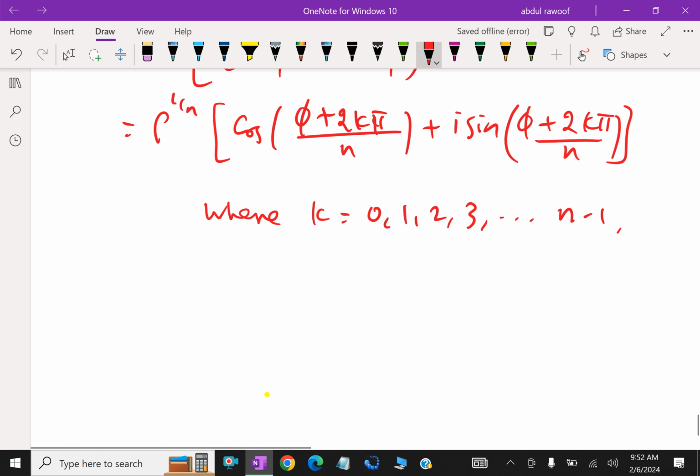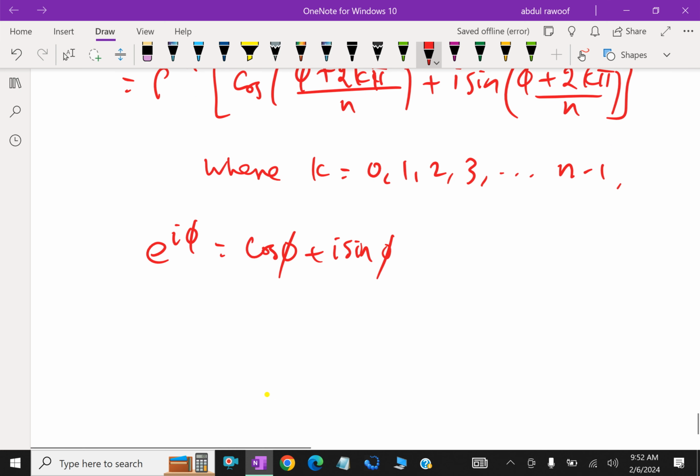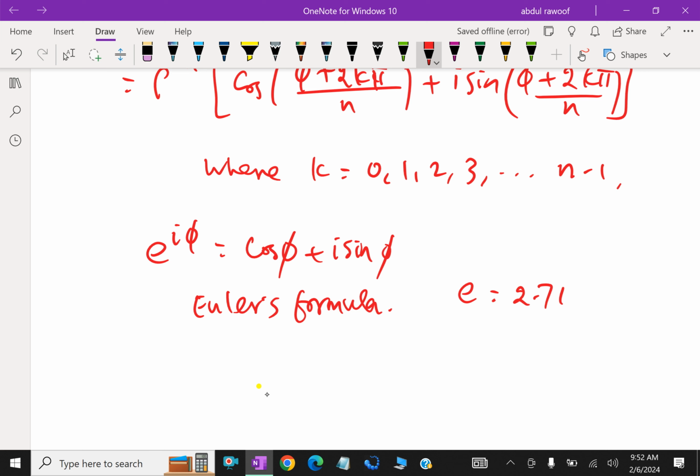Further, we can express a complex number, that is e power i phi equal to cos phi plus i sin phi, which is the Euler formula. And e is approximately equal to 2.71828, and it continues. That is a transcendental number.